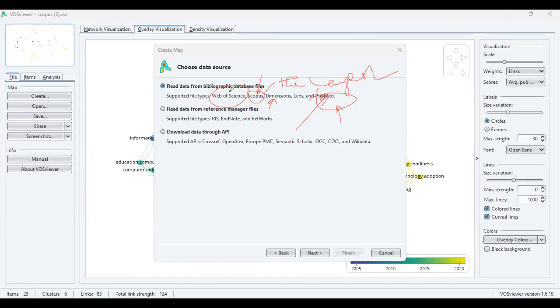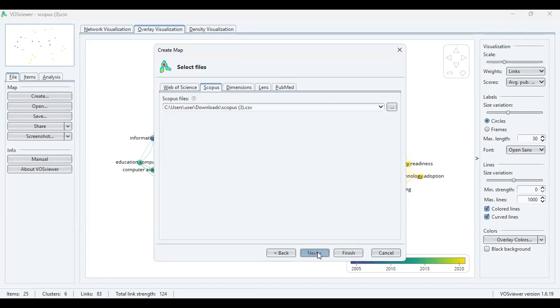It's run by Elsevier. So once you have done that, let me wrap off this so that you can see clearly. You are going to choose read data from bibliographic data files supported by this, because ours is Scopus. Then click next. So when you come here, most of the time it will be on Web of Science. So you come here and choose Scopus, because our database is Scopus that we want to use.